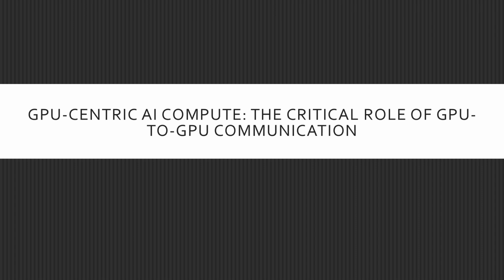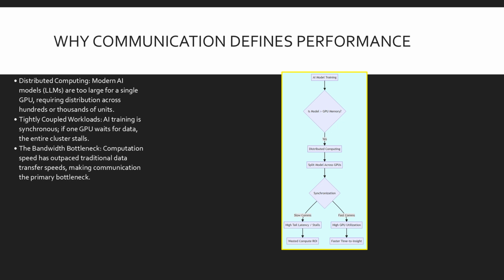Welcome to this session on GPU-centric AI compute fundamentals. Today, we'll explore why raw compute power isn't enough for modern AI. We will uncover how GPU to GPU communication has become the defining factor in AI performance, and how technologies like NVLink and GPU Direct facilitate this. Let's begin by understanding the core problem.